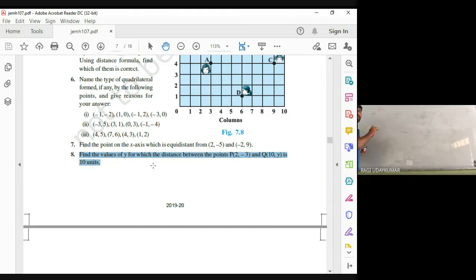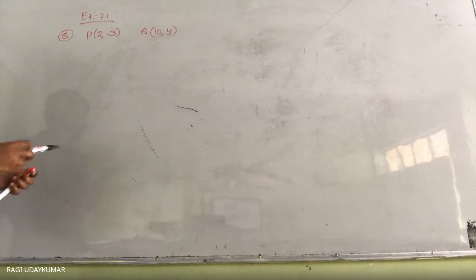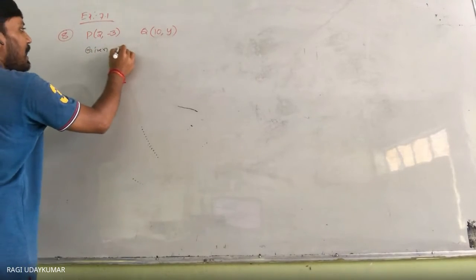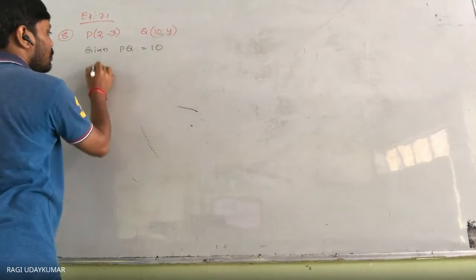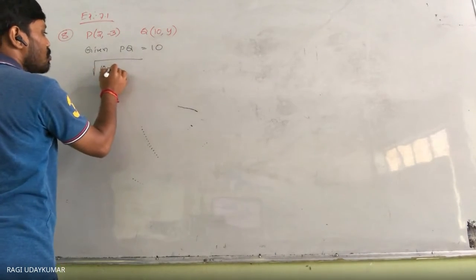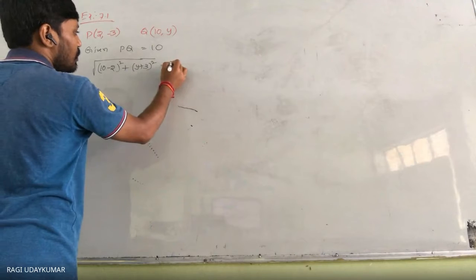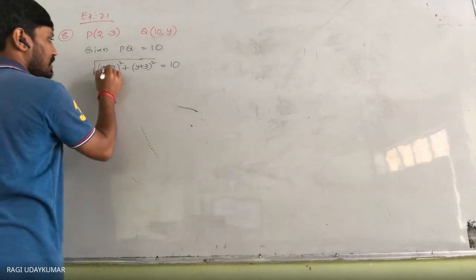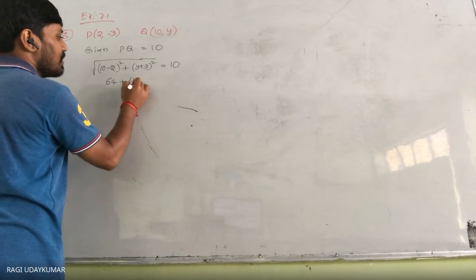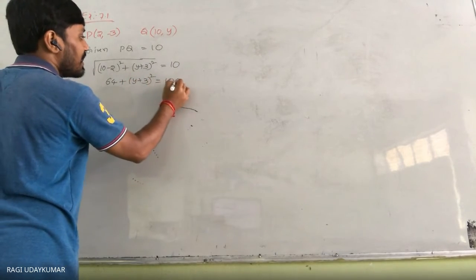8th question. Question is given to you that P is 2 comma minus 3 and Q is the point 10 comma y. The distance between these 2 points is given to you as 10 units. So given PQ is equal to 10 units. So square root of 10 minus 2 whole square plus y plus 3 whole square is equal to 10. Squaring on both sides, इधर 8 होगा, 64 plus y plus 3 whole square is equal to 100 होगा.